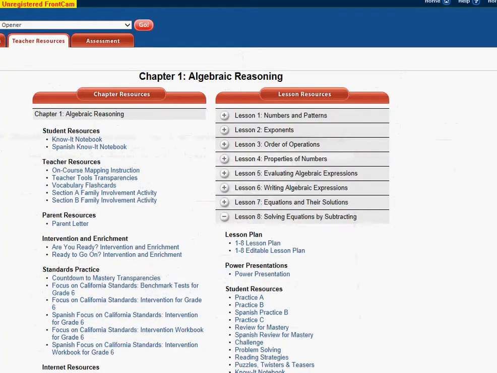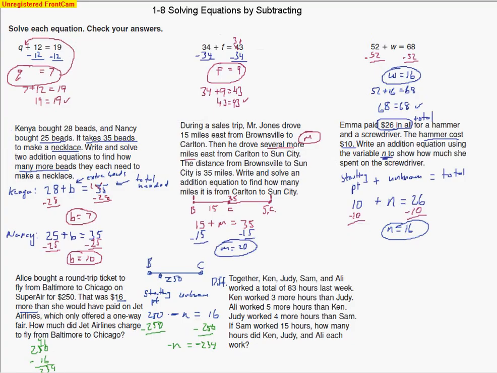From that point, we're going to end up having to divide by this negative. So I'm going to divide by -1 on both sides. And so when I do that, I end up with n equals 234. So now I have $234, and that's the cost of the one-way airfare on Jet Airlines. Let's take a look at our next one here.